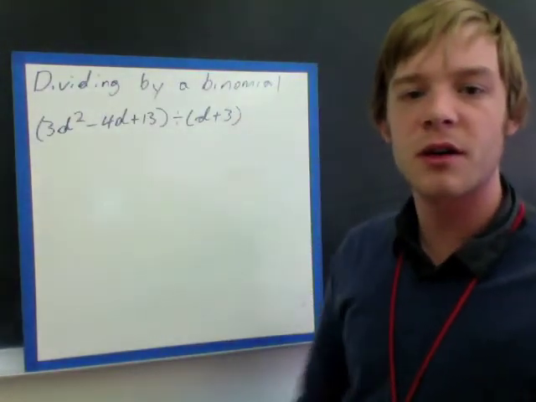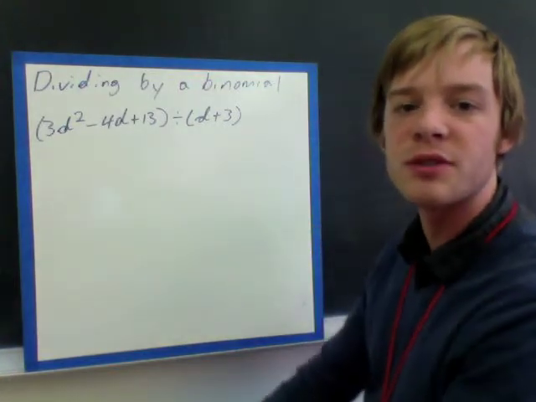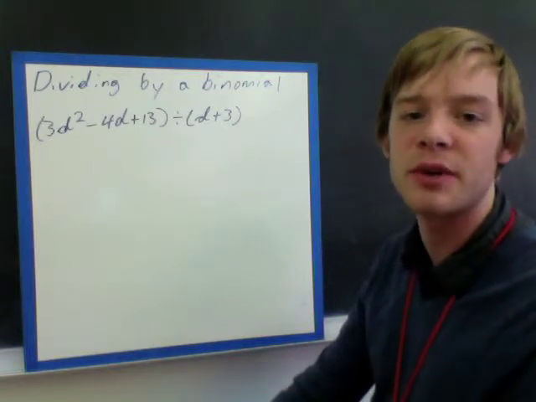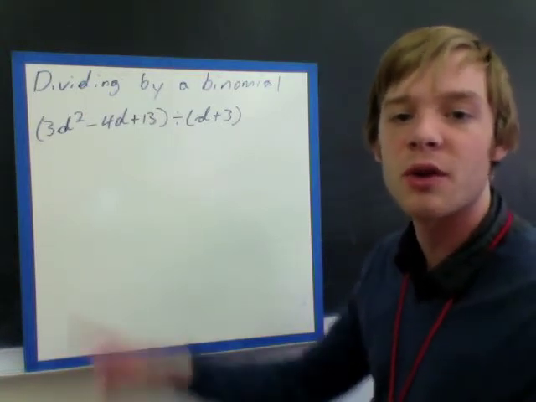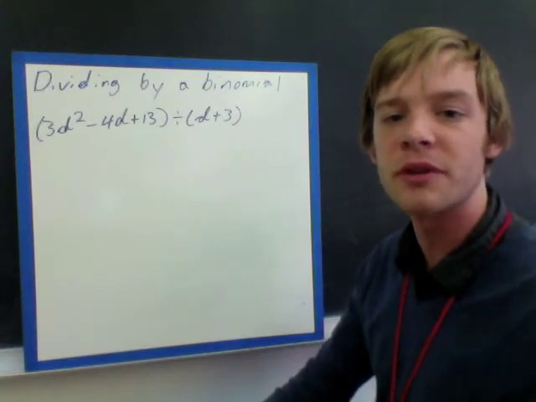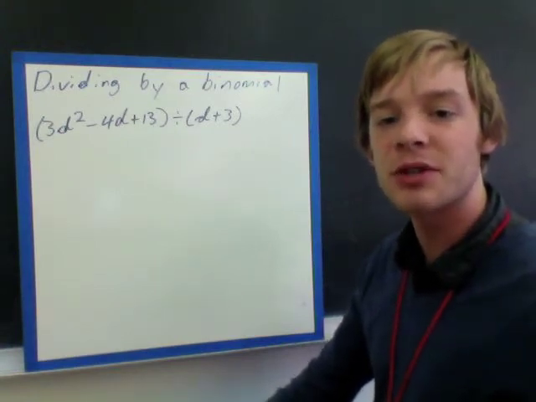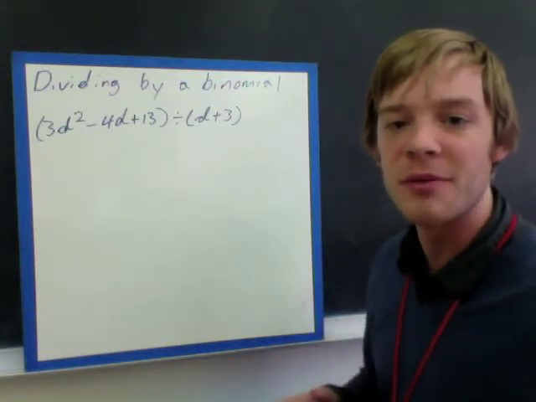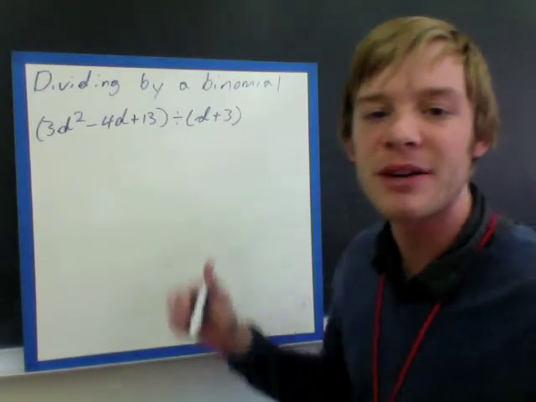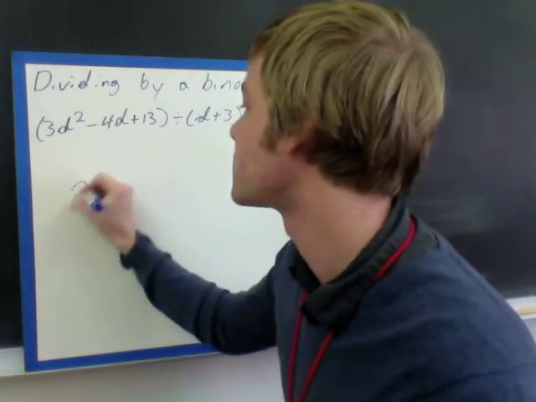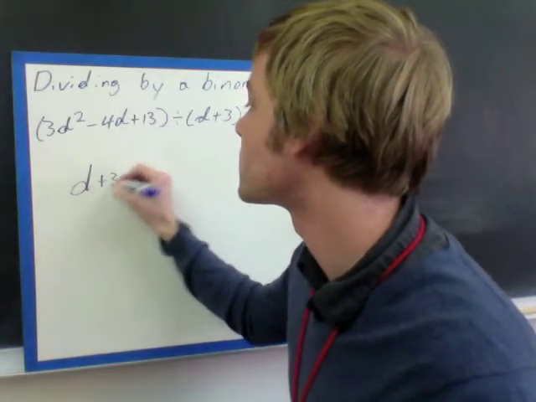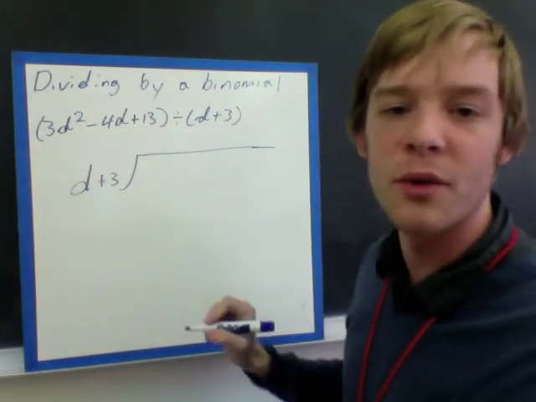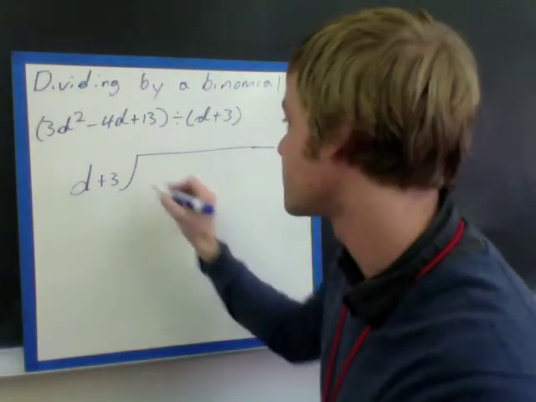Alright, so we've got our two things we're dividing here. We've got 3d squared minus 4d plus 13, and this is divided by d plus 3. What we know here is we're already in standard form, so we don't need to rearrange things, but I'm actually going to write this out like I would long division. If you remember that from probably many years ago, what we're dividing by goes out front. We have our little division here, and then I'm going to write what we're dividing inside.